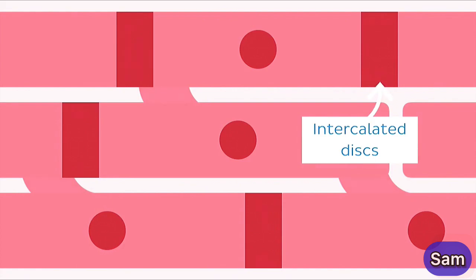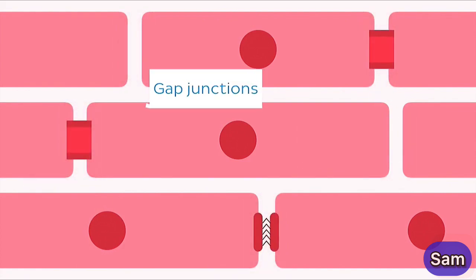Intercalated discs contain structures called gap junctions, which form channels between the adjacent cardiomyocytes. These junctions serve as communicating channels between the cells that allow for ions to pass between them, ensuring ionic continuity. This ionic continuity allows cardiac muscle cells to act as a single functional organ, or as a syncytium.